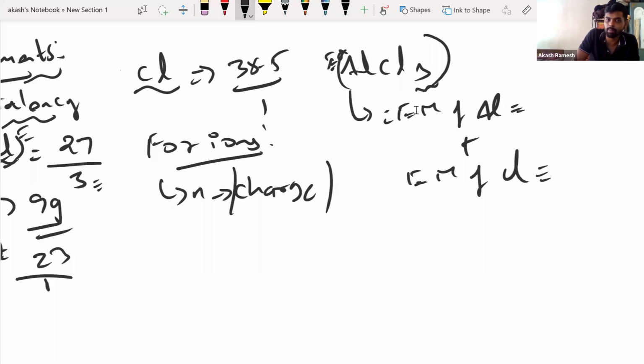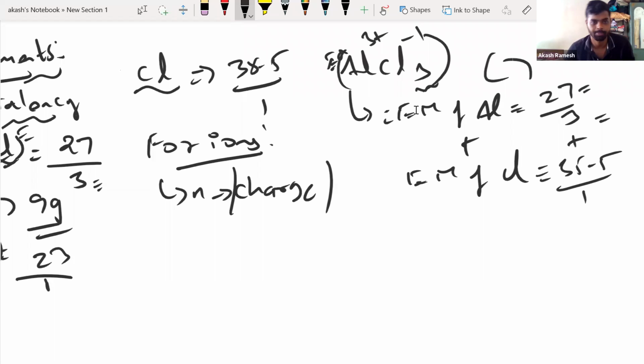Equivalent mass of aluminium, I know how to calculate: 27 divided by 3, because it is Al3+. So 27 is the atomic mass divided by the N factor, which is 3. Same way for chlorine, it is 35.5 divided by 1, because it is going to form Cl-, with the charge value which I'm taking. I add these two values, and that is the equivalent mass of aluminium chloride. Other than what we saw about elements, ions and ionic compounds, I can even do it for acids or bases.